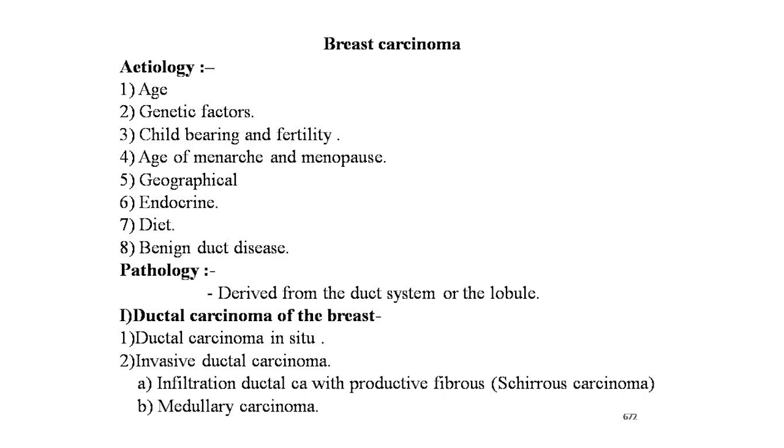Now the pathology of breast carcinoma. Approximately 50% of breast cancers arise in the upper and outer quadrant, that is 12 to 15% in upper, and inner quadrant is 6 to 10%, and in the outer quadrant is 3 to 5%. The pathology of breast carcinoma is derived from the duct system or the lobule.